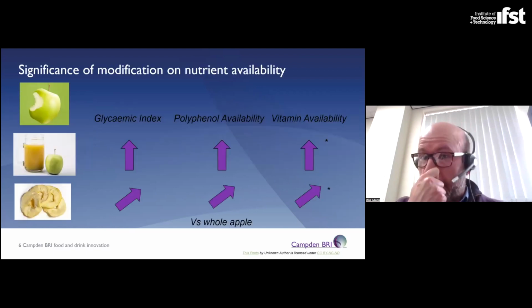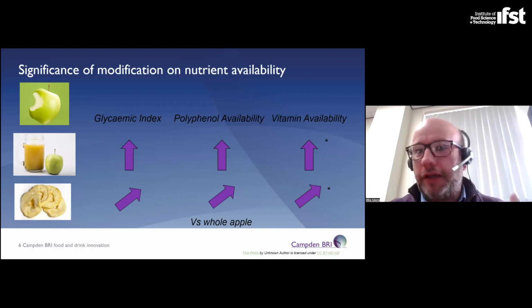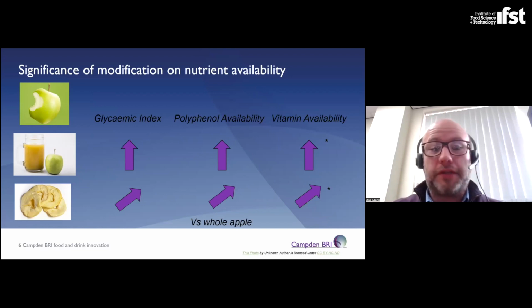So let's look at some of the nutrients that you find within an apple and the availability. Let's look at some of the bioactive compounds, so polyphenols and vitamins, both at quite a high level in apples. If you're juicing an apple, the availability of polyphenols and vitamins goes up significantly. You've broken down those natural structures that contain the polyphenols and other bioactive compounds and the vitamins, and your body can absorb them really quickly, which is great.